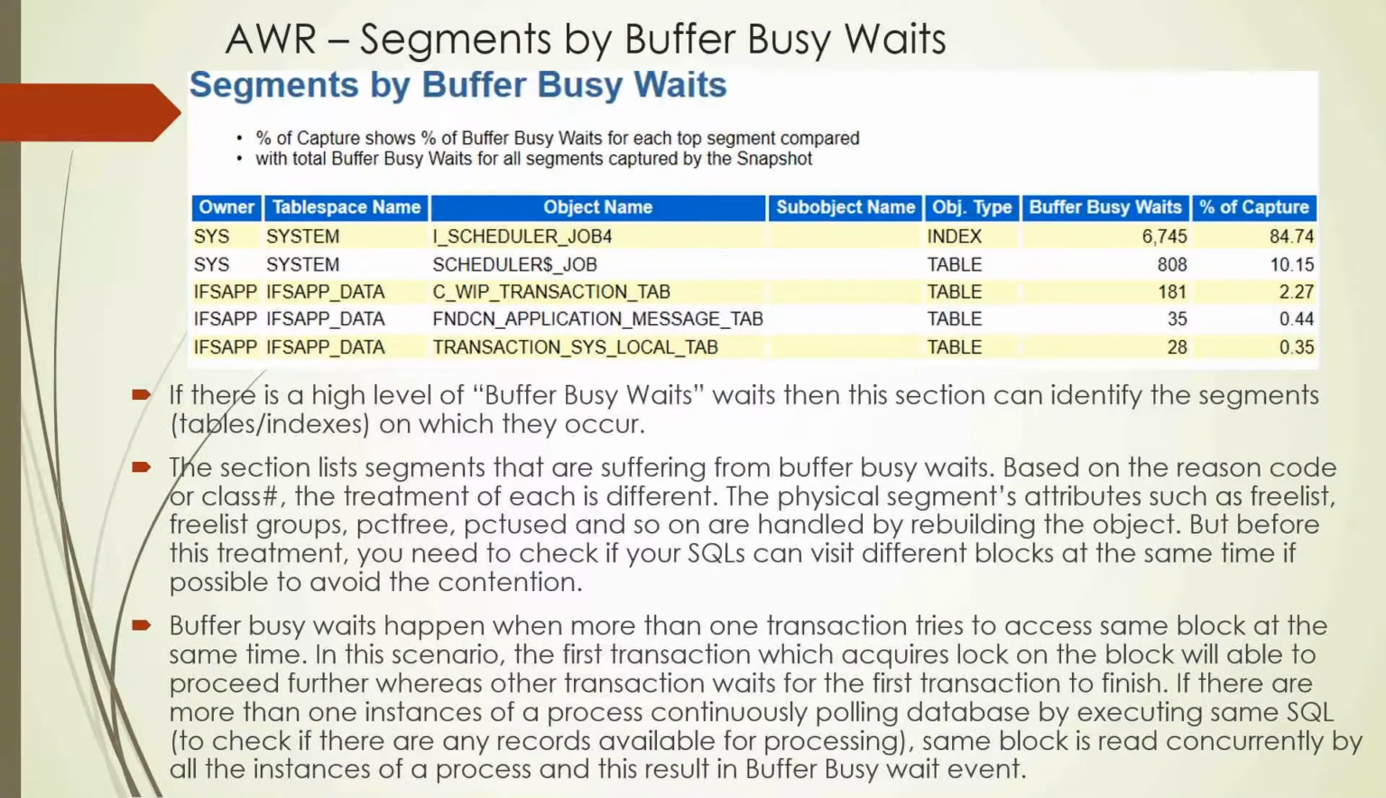Then segments by buffer busy waits. We can already see in this table that the system buffer busy waits are high. This section lists the segments that are suffering from buffer busy waits.